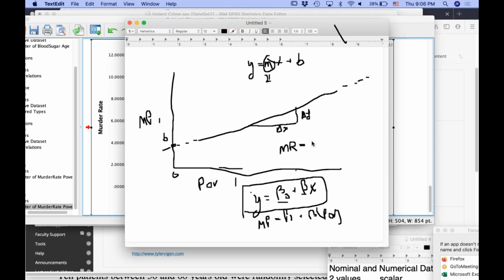The murder rate is equal to the y-intercept, beta 0, plus the slope times x. In this case, x is the poverty rate. So if I know the y-intercept and the slope for this line, I have a formula that, if I know the poverty rate, I can use to predict the murder rate. That's regression.